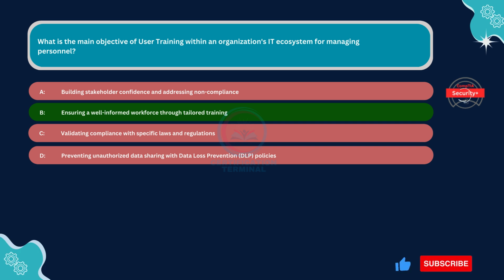Option D is incorrect. Preventing unauthorized data sharing with data loss prevention policies is an important security measure, but it is not the main objective of user training within the IT ecosystem for managing personnel. While user training may cover DLP policies and procedures, its primary goal is to ensure that employees are well informed about security practices, data handling procedures, and the proper use of IT resources.